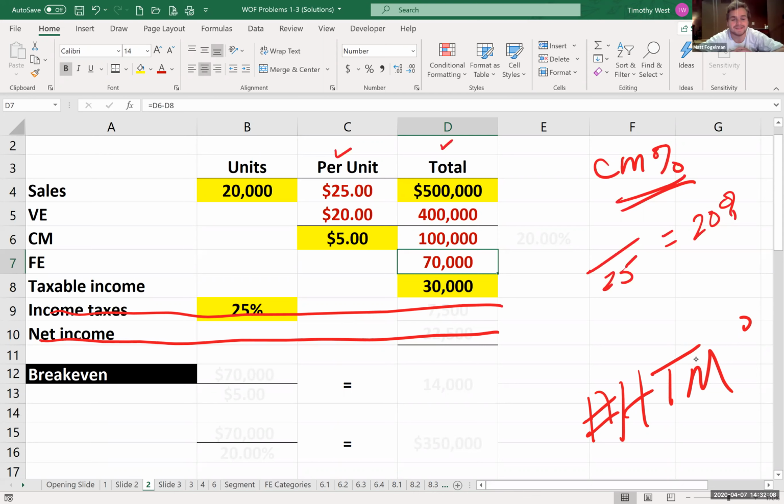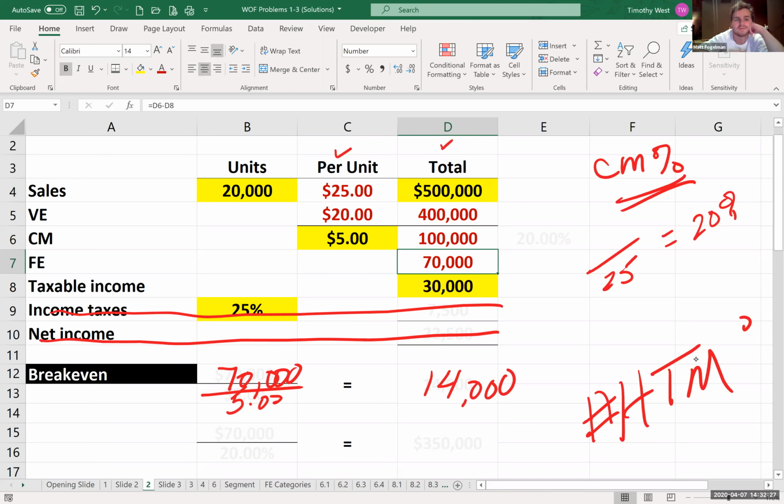Take your fixed expenses and you divide it by, isn't it the per unit contribution? Yeah. So I can divide by $5, and then that's going to give me 14,000. Now, what does that mean?